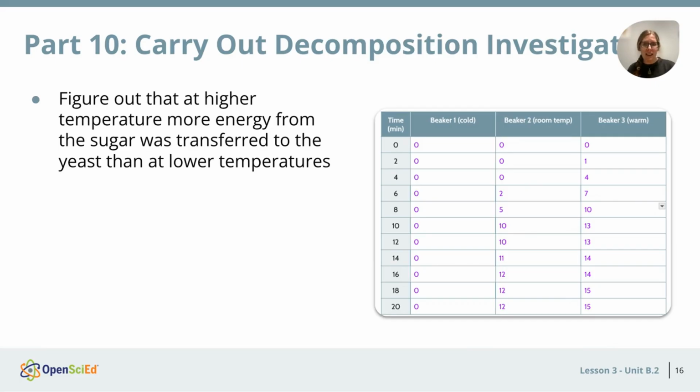In part 10, another key moment, the students are going to carry out the decomposition investigation. They're going to figure out that the higher temperature has more energy from the sugar that was transferred to the yeast than at the lower temperatures. And we can see an example data table here in the slide.